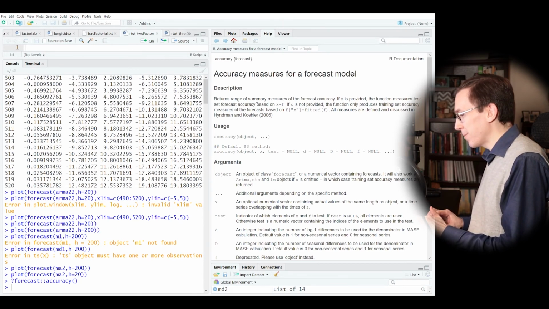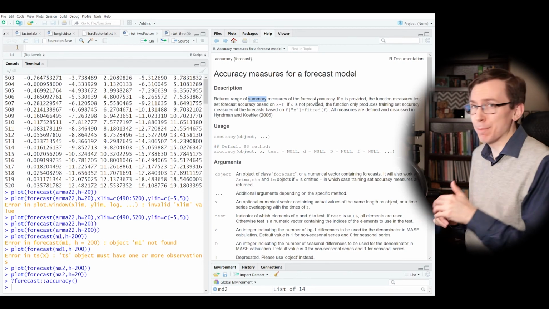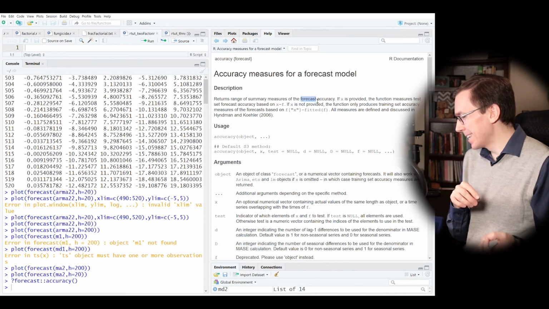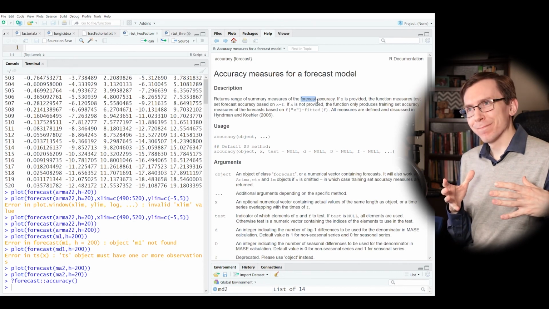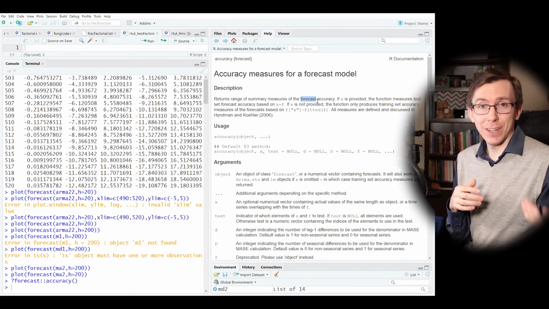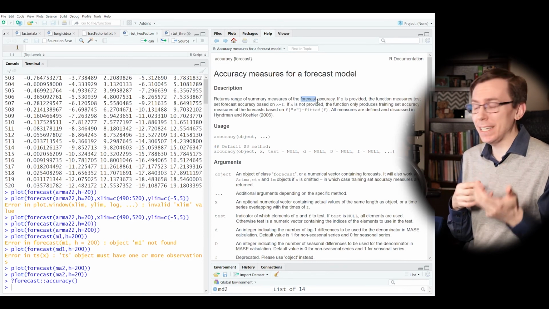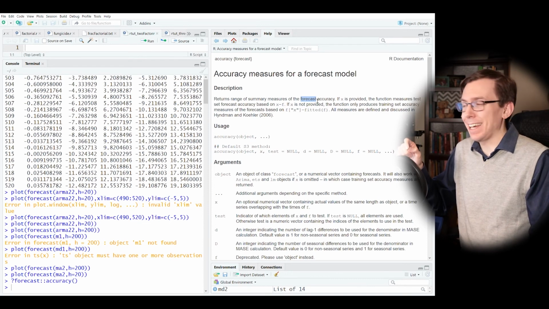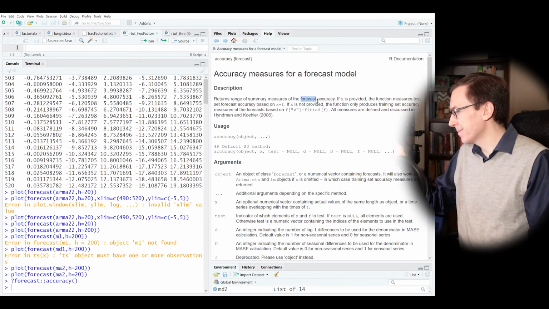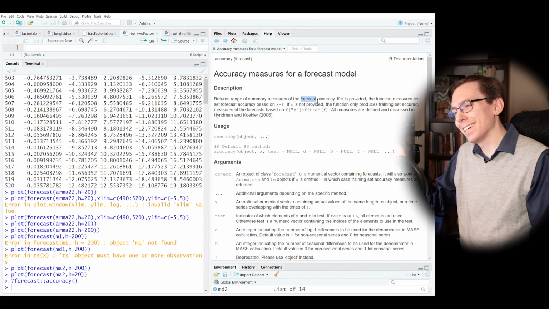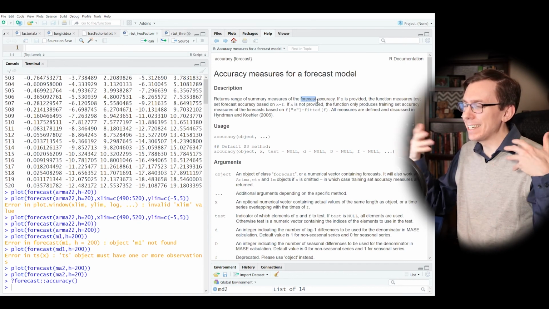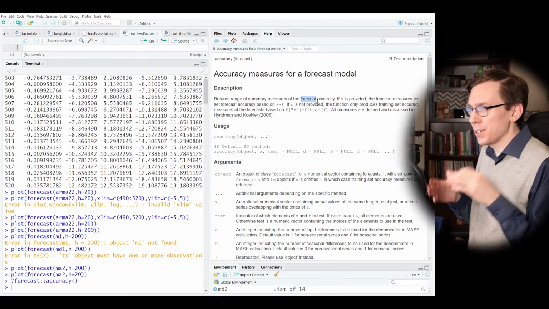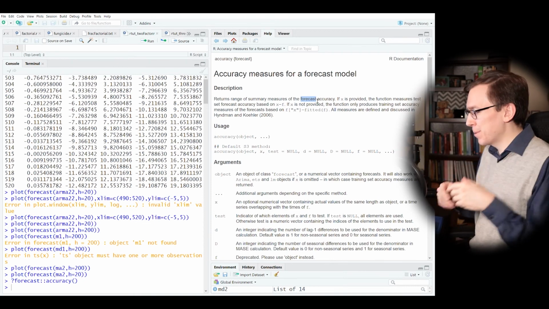So this returns a range of summary measures of forecast accuracy, because when you're picking a time series model, right, you can consider the coefficients, you can consider the AIC or the BIC, you can also consider the forecast accuracy. It's almost like, I was thinking like a leave one out prediction type thing where you try to predict based on your model. But in this case, you just use the data going forward in time to predict the next one.